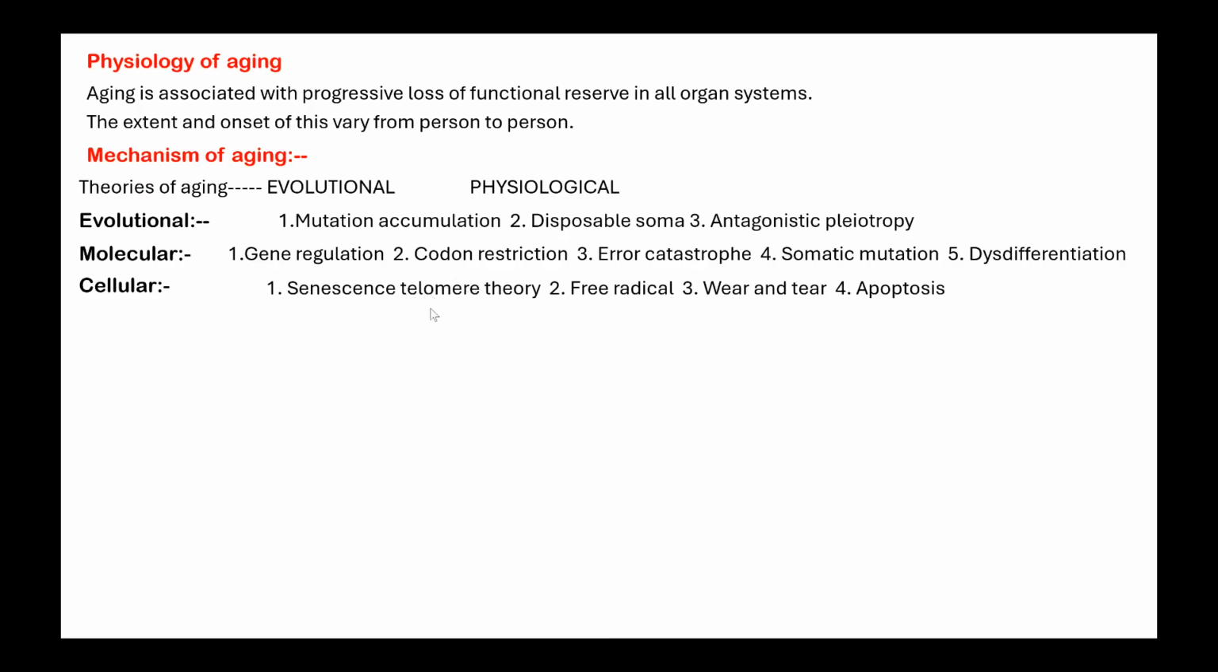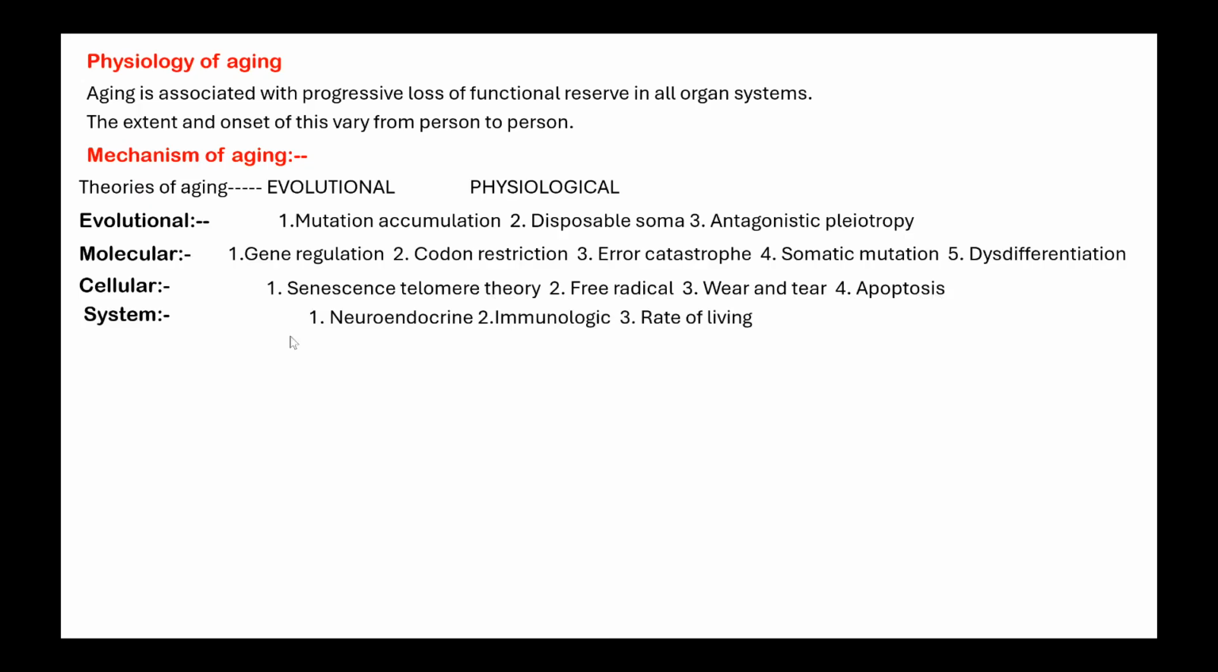So the telomere length indicates the aging process, and free radicals, as we talked about earlier, in the process of causing chromatin destruction. Then wear and tear and apoptosis. These are all the changes that happen at the cellular level.